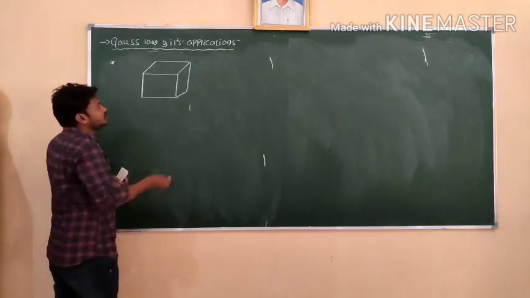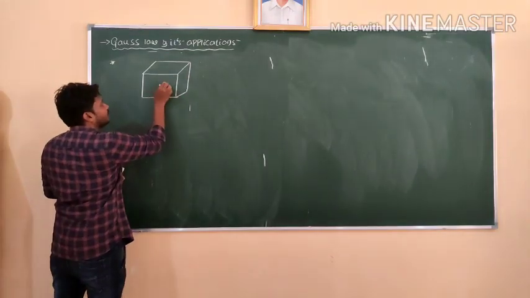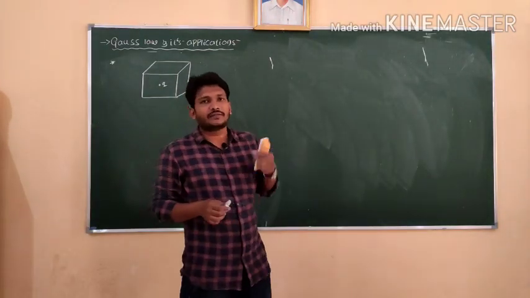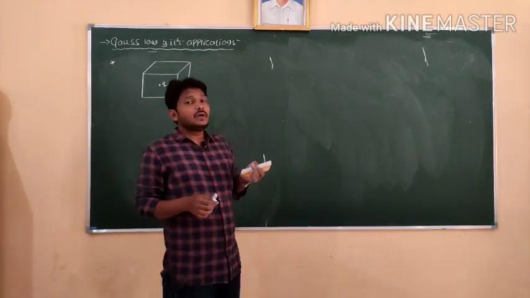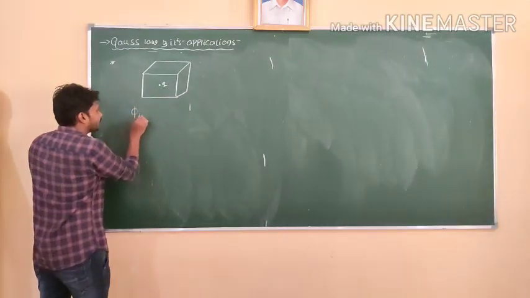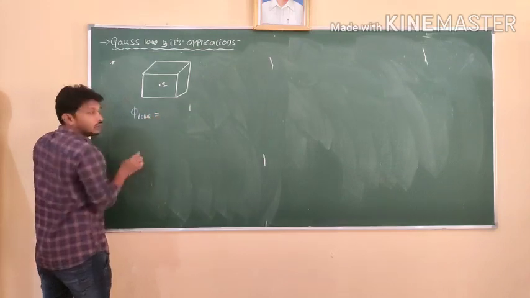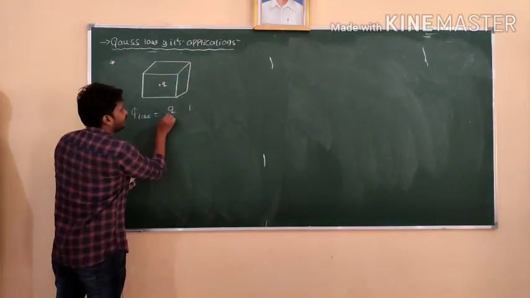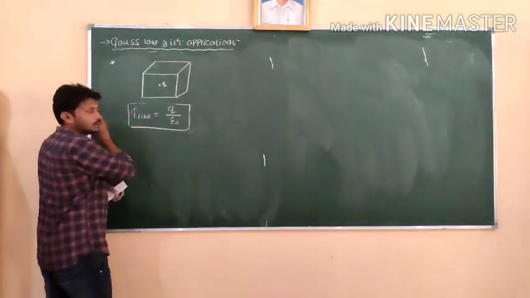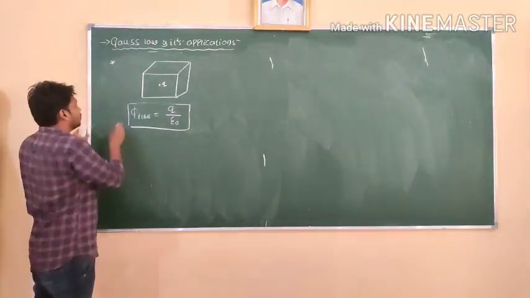So look at here. For example, if charge q is placed at the center of the cube, then what is the total electric flux? From the Gauss law, I will calculate that. Total flux value phi is equal to q by epsilon naught here. This is the equation for total flux.